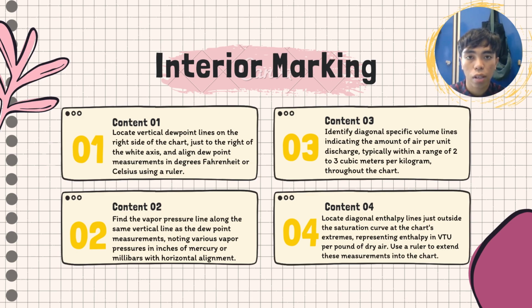Lastly, find the diagonal enthalpy scale surrounding the chart. Along the chart's extremes, just outside the saturation curve, diagonal lines represent enthalpy in BTU per pound of dry air. Use a ruler to extend these measurements into the chart.